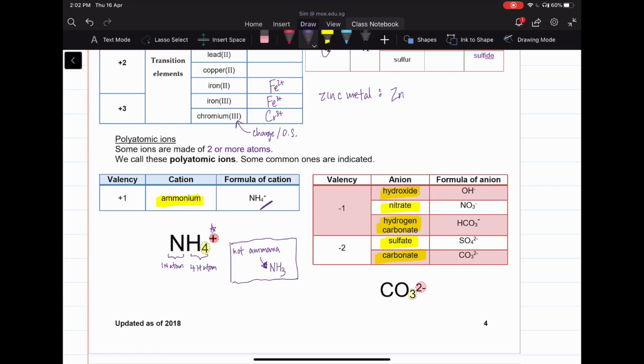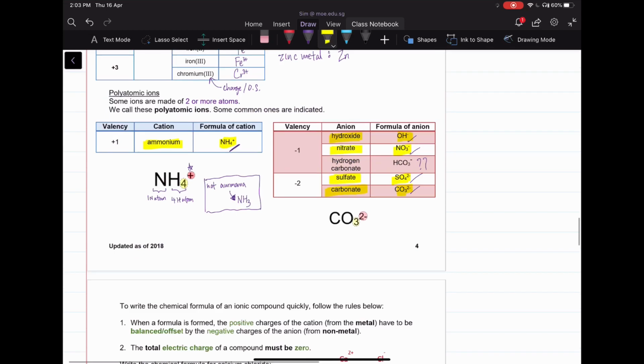Last, over here you see all the other examples for the anions: hydroxide, nitrate, sulfate, carbonate, and so forth. For these, it's not so important for you to remember now. You might come across them from time to time, but I will emphasize that you take your time to go and remember these few: ammonium, hydroxide, nitrate, sulfate, and carbonate. So just spend some time to run through all these formulas.